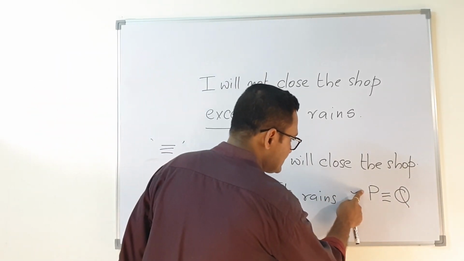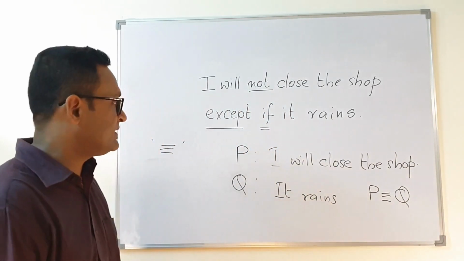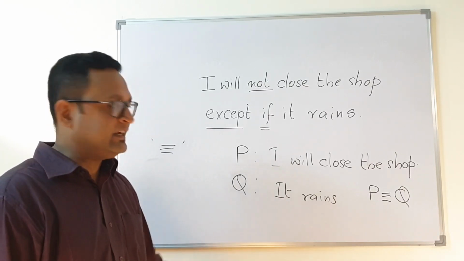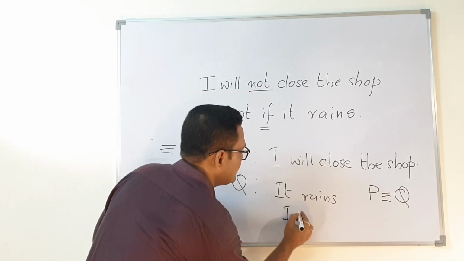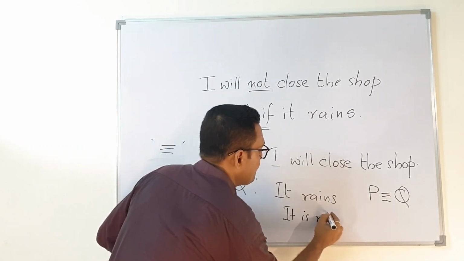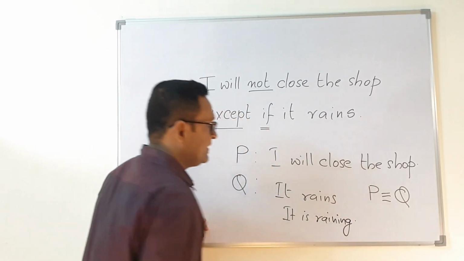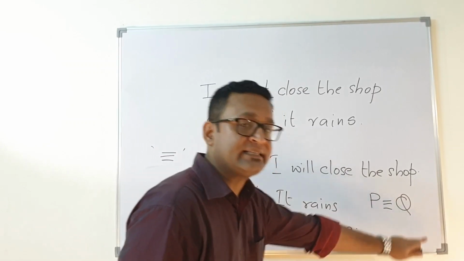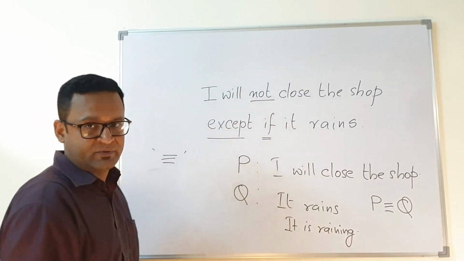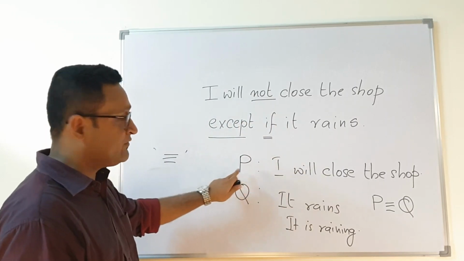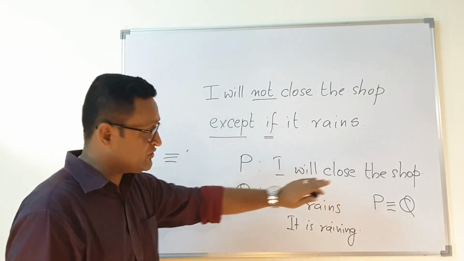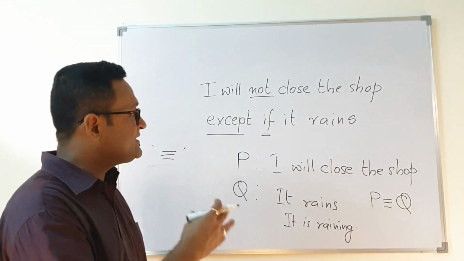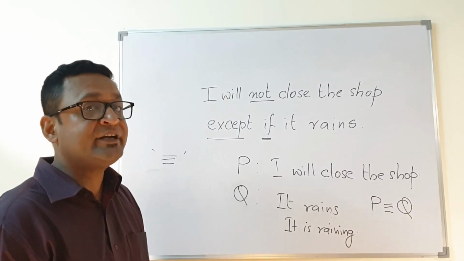Suppose I remove this negation, what does it say? I will close the shop is equivalent to it is raining. You can also make this as it is raining. Now if you read this, that I will close the shop is equivalent to it is raining, which is actually conveying this expression. I have not used the not for the simple proposition. I have removed that. I put the negation over here initially, but then I saw that the meaning is not yet conveyed properly.